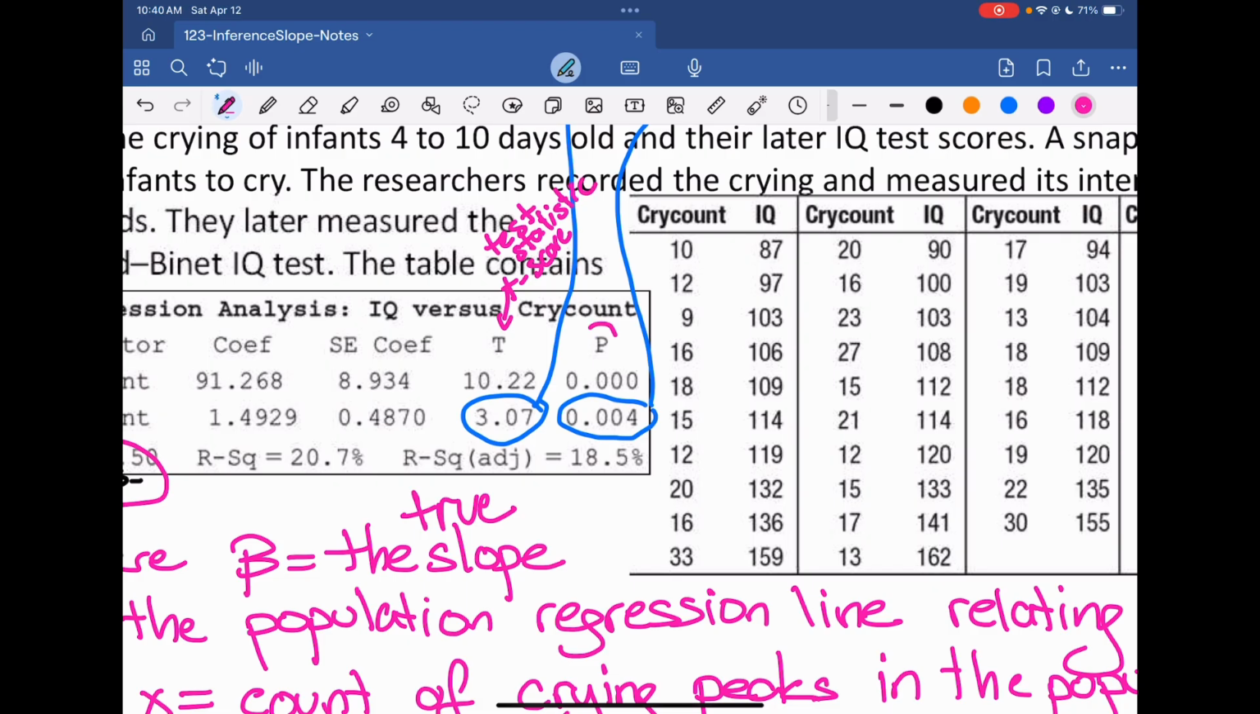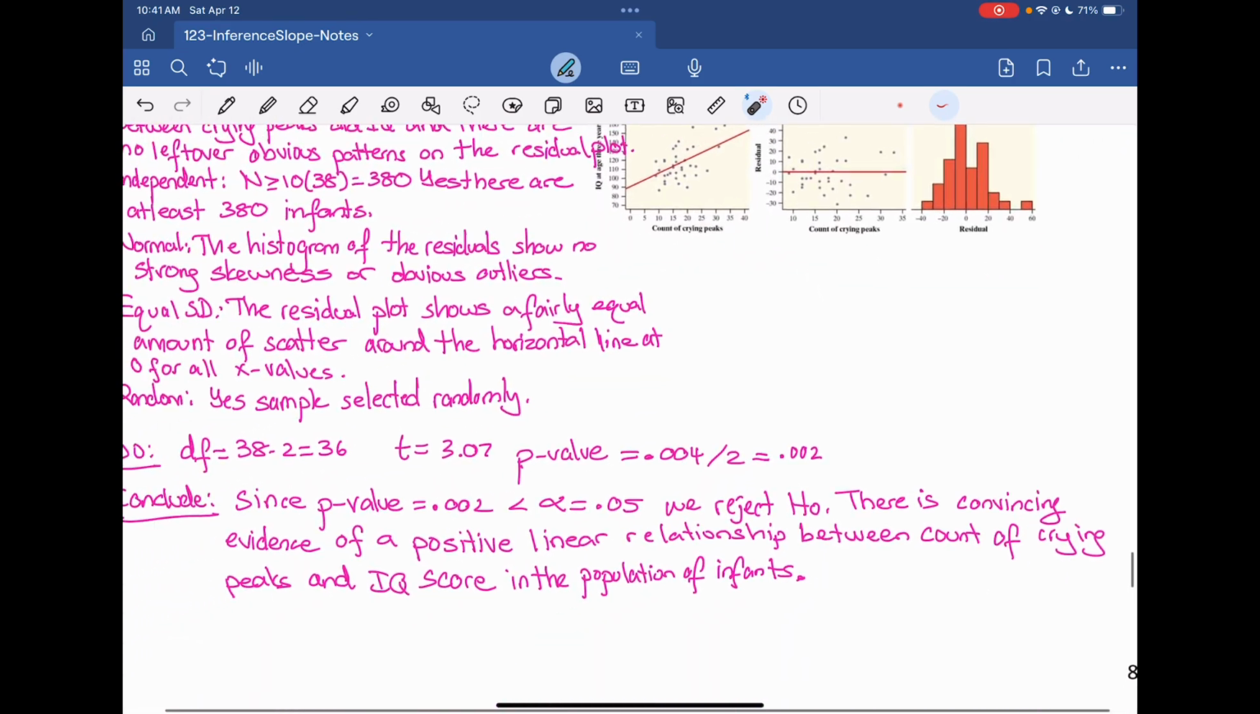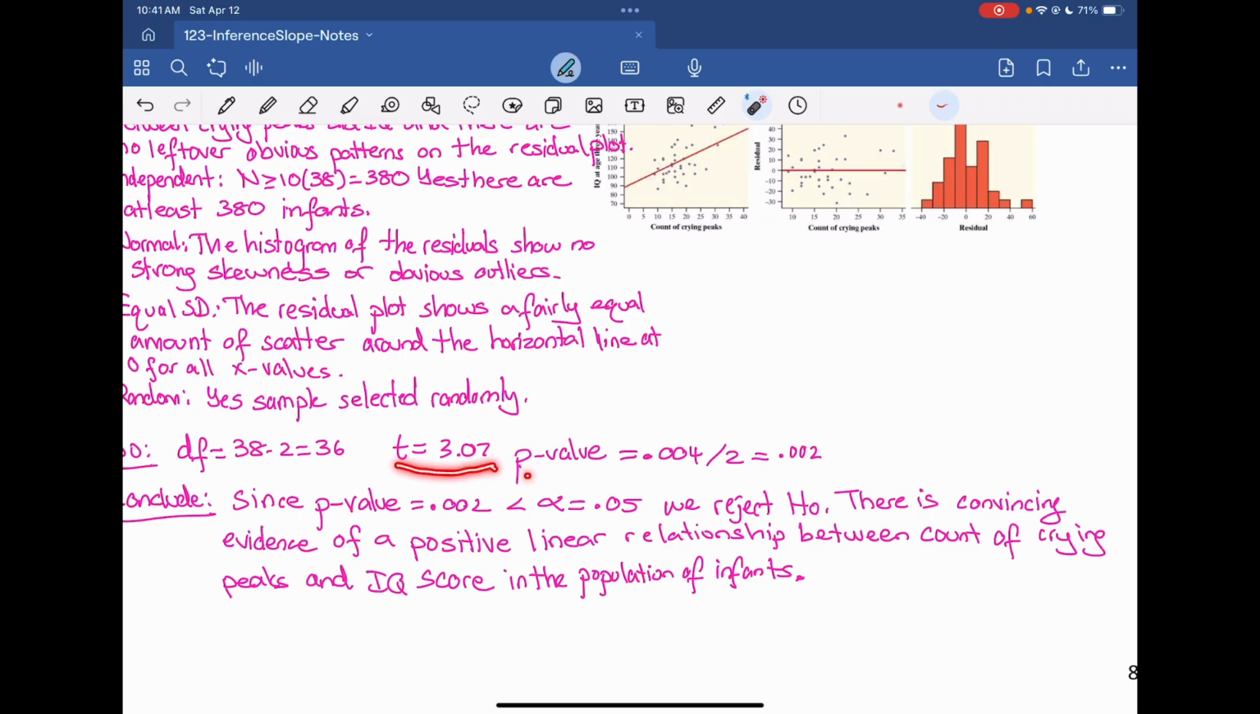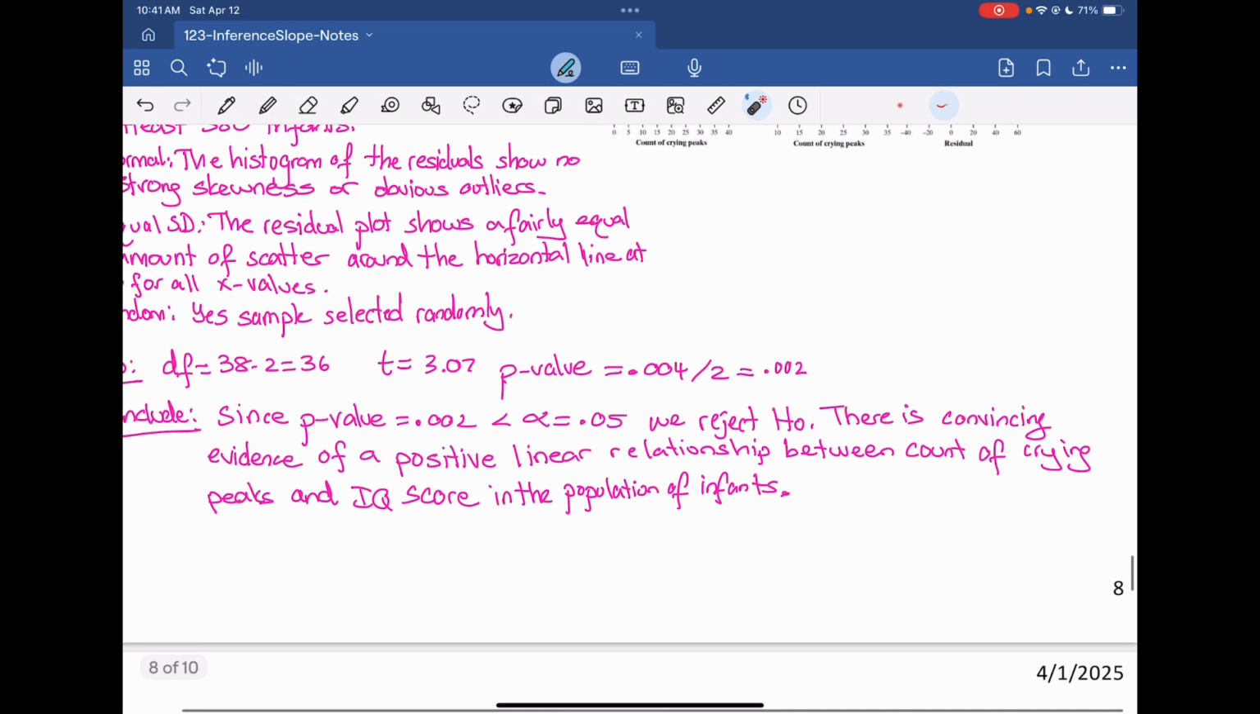And then this is your P value. It just says P here, but it's the P value, 0.004. This is for the not equal to scenario, so we would have to take half of that, which is super easy to do. So the t score is 3.07. The P value is 0.004 divided by 2 equals 0.002. Since the P value of 0.002 is less than alpha of 0.05, we reject the null. There is convincing evidence of a positive linear relationship between count of crying peaks and IQ score in the population of infants.